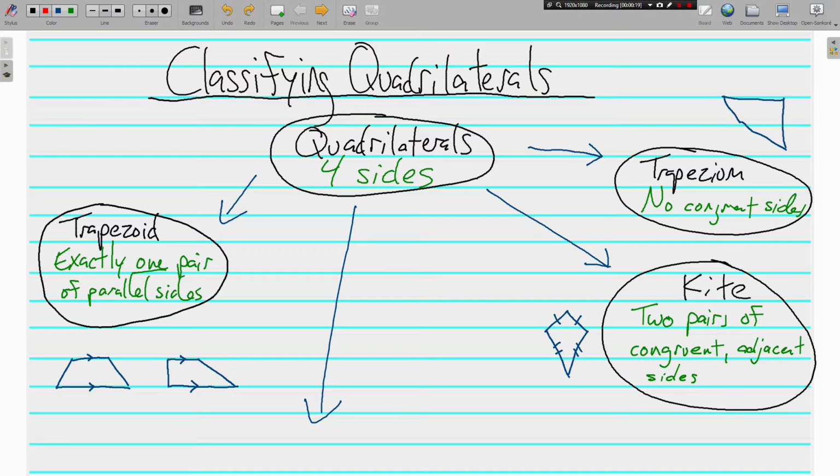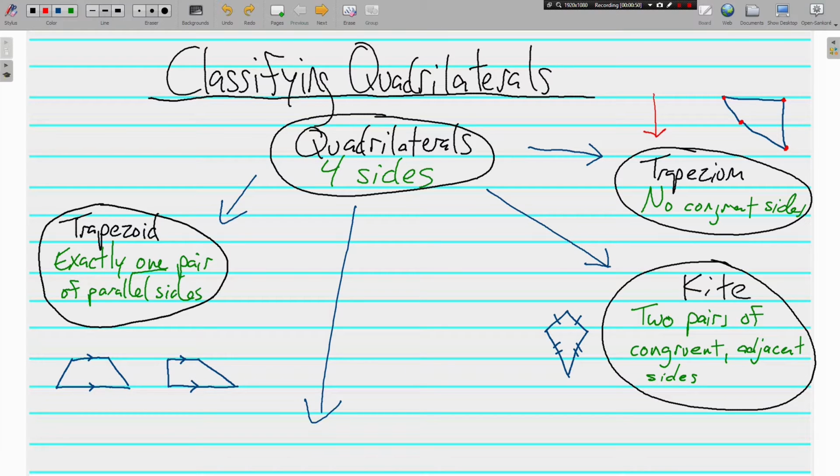Over here on the right, we have what's called a trapezium, and a trapezium has no congruent sides. I tried to draw a trapezium. Didn't do a very good job with this pen, but the four sides of this figure are different lengths. That means none of the angles are the same. Trapezium. We're not going to spend much time with trapeziums today.